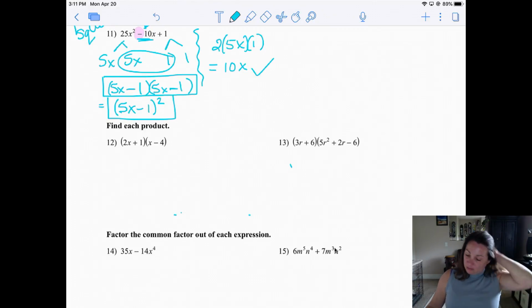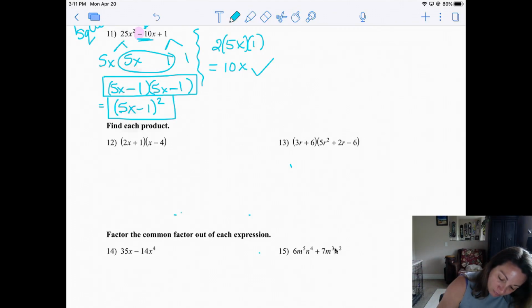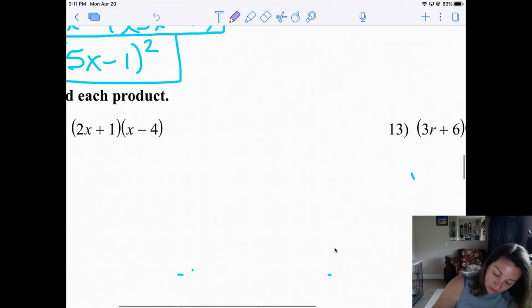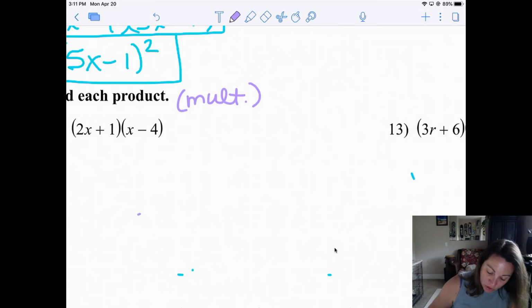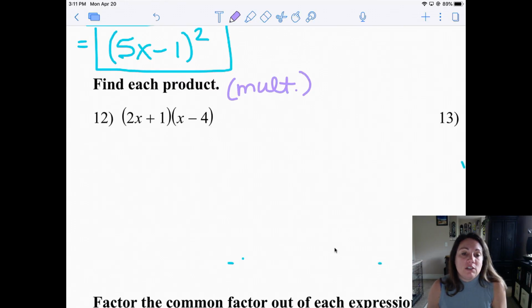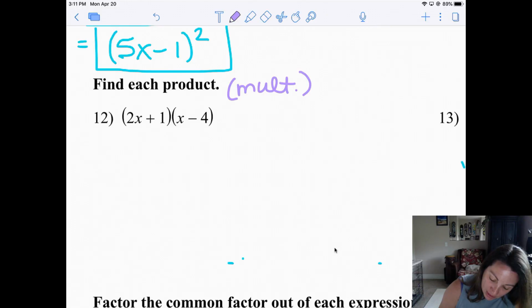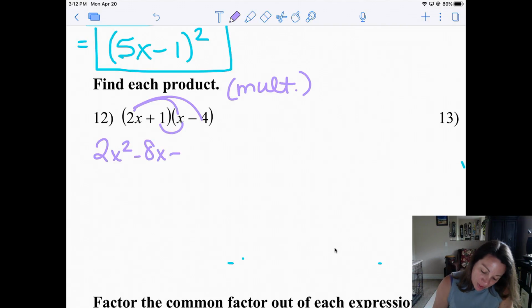Finding products. You know, a product is multiply, right? So this is asking you to multiply. If you're multiplying two binomials, you're basically doing double distribution. You're distributing the 2x to the x minus 4, and you're distributing the 1 to the x minus 4. We've talked about this. 2x times x is 2x squared. 2x times negative 4 is negative 8x. 1 times x is x. And 1 times negative 4 is negative 4.